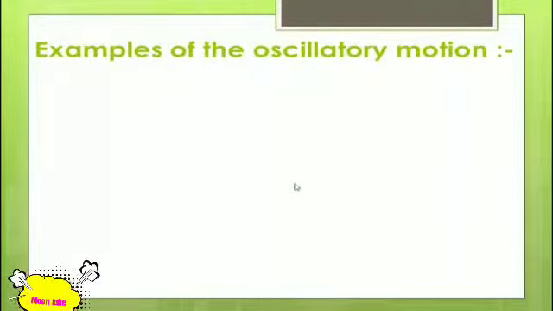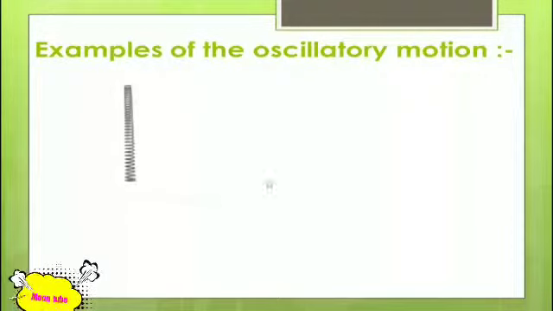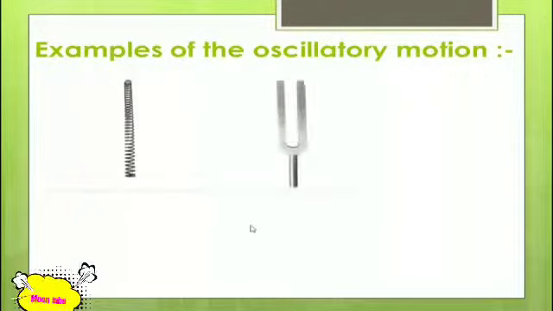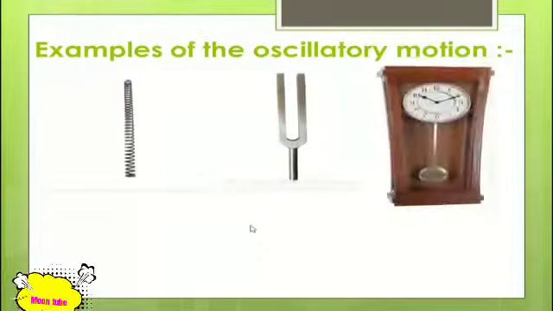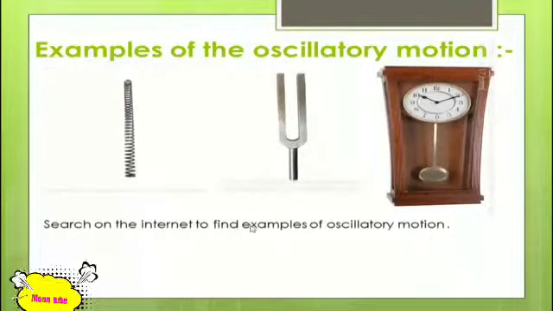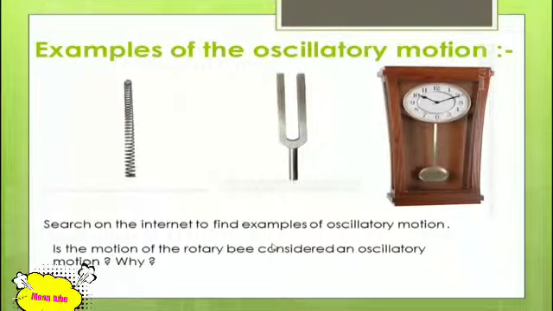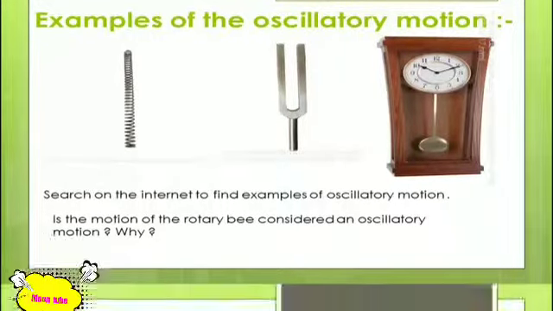We have some examples of the oscillatory motion. Number one, a spring. Two, a tuning fork. Three, a pendulum clock. You can find other examples of the oscillatory motion on the internet. But the question here is: is the motion of the rotary beam considered an oscillatory motion, and why?